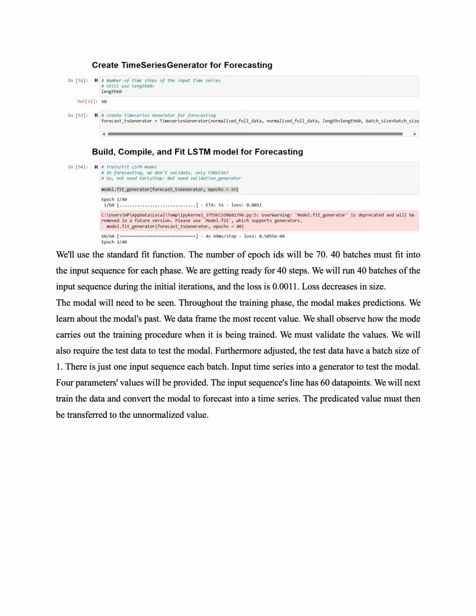Created a time series generator for forecasting. The build, compile and fit of the LSTM model for forecasting has been done. So 40 steps has been checked. We will run 40 batches, and during the initial iterations the loss is 0.0011. Loss decreases in size.